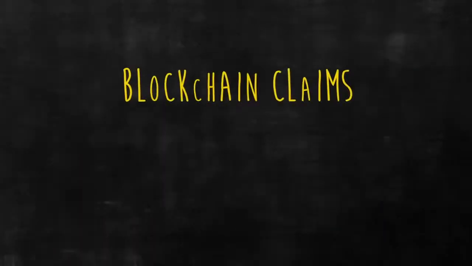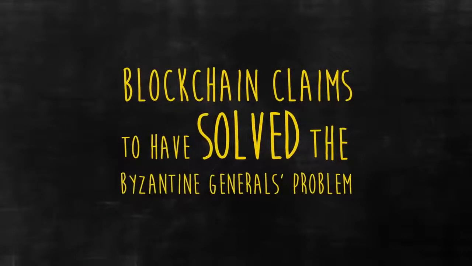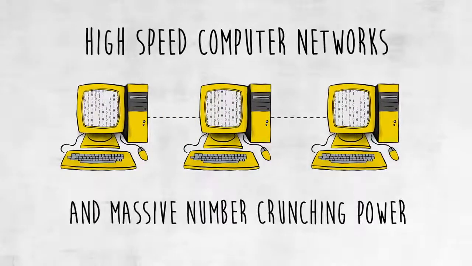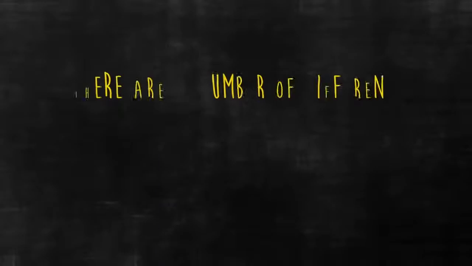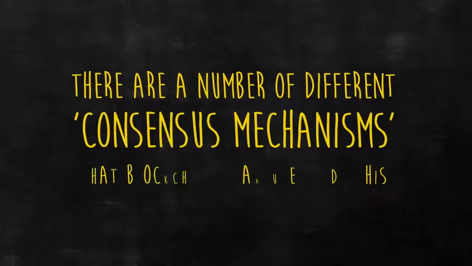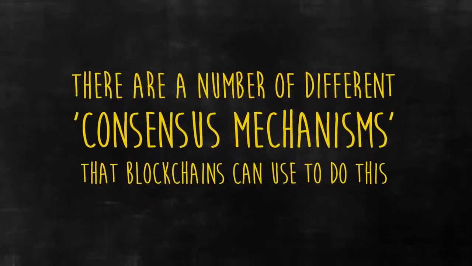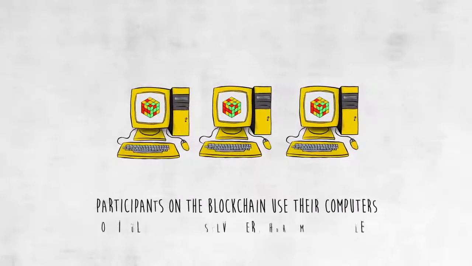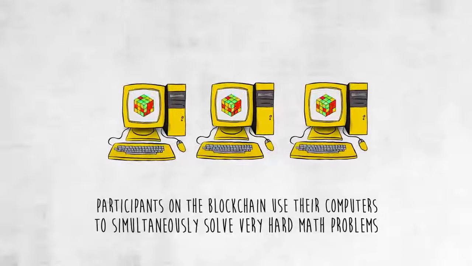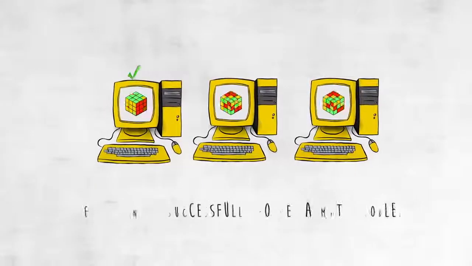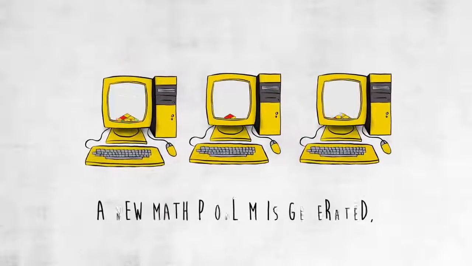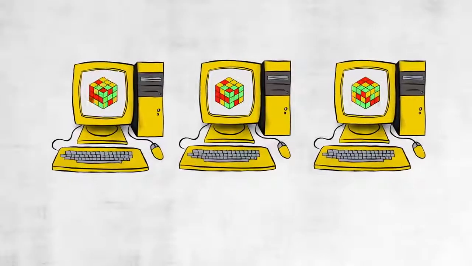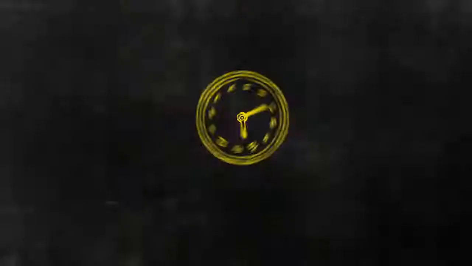But here's the headline. Blockchain claims to have solved the Byzantine generals problem using unique properties of high-speed computer networks and massive number crunching power. There are a number of different consensus mechanisms that blockchains can use to do this. But to give you an idea of how consensus works, here are some of the broad strokes. Participants on the blockchain use their computers to simultaneously solve very hard math problems. When one node successfully solves a math problem, a new problem is generated, and all the computers on the network switch from solving the old problem to solving the new problem.